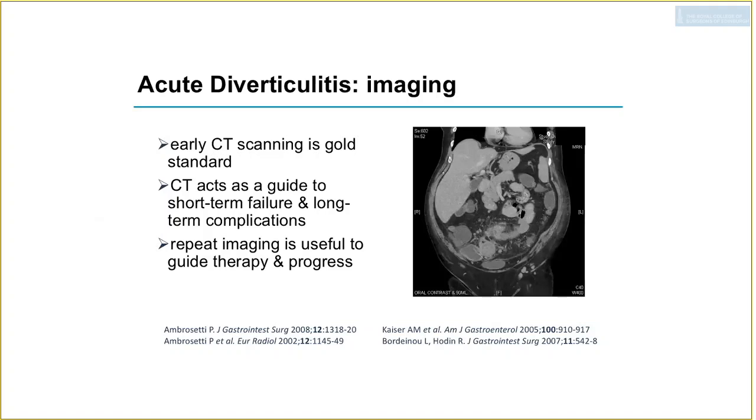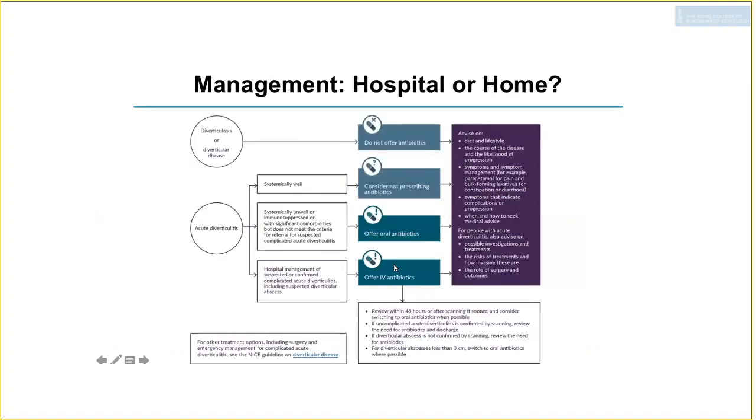And so imaging, as I've pointed out, is the gold standard, and we tend to do that early, really soon after presentation. And it acts as a guide, as I've said, and repeat imaging is very helpful once you've initiated treatment, just to see whether you're winning or whether the patient is radiologically becoming worse. And here, again, you can appreciate the acute inflammation in this diverticular segment in the sigmoid colon.